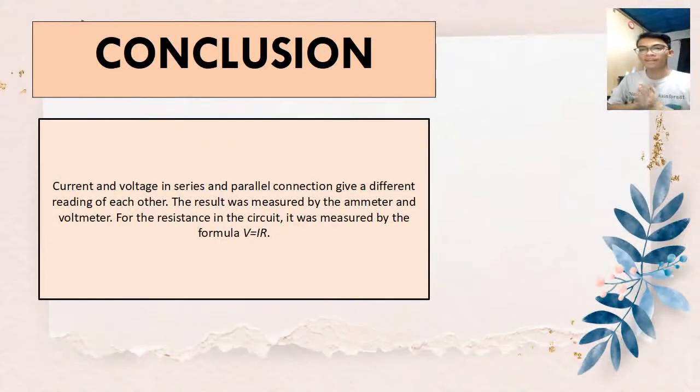Conclusion of the experiment: current and voltage in series and parallel connection give different readings from each other. The result was measured by the ammeter and voltmeter, and then the resistor in the circuit can be measured by the formula V equals IR, or also by using the resistance in the circuit.